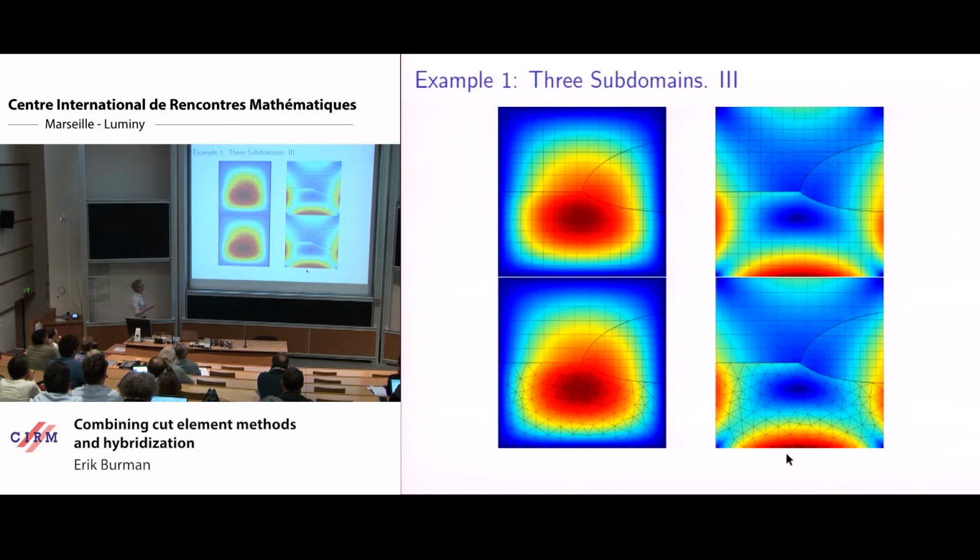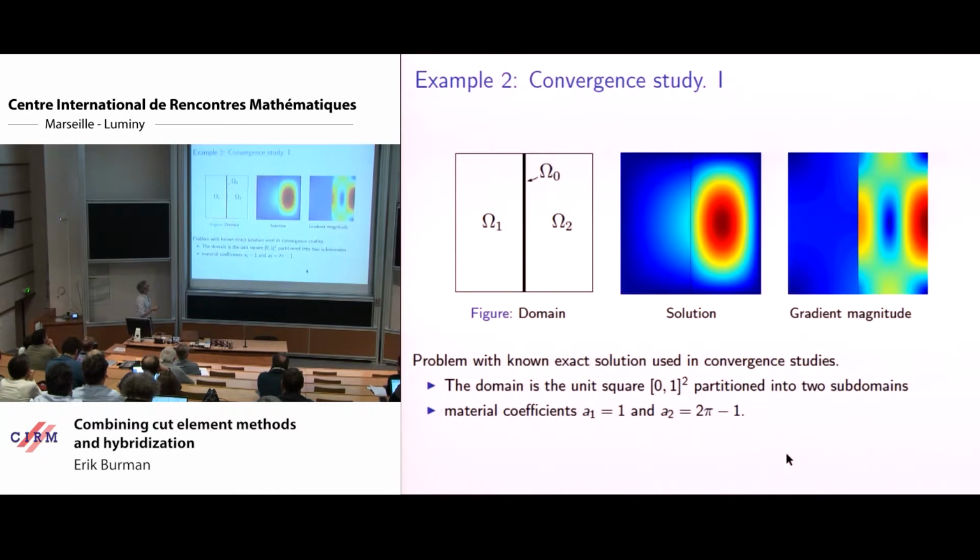Okay, so this is what it looks like. We have right-hand side 1. There's a jumping coefficient here, and you see that if you compare these two, they are pretty similar. This is the solution. This is the magnitude of the gradient, and so this matches pretty well. But let's look at the convergence study. So now we have 2 subdomains. We have a known exact solution. We have a jump in the coefficient. This is what the solution looked like, and this is the gradient magnitude.